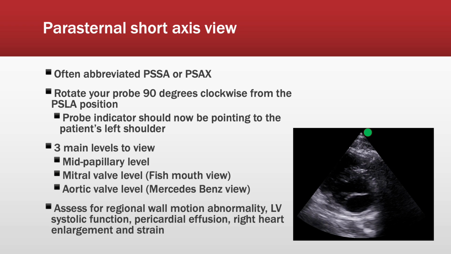Lastly, this particular view, the parasternal short axis view, is great to assess for regional wall motion abnormalities in the setting of a myocardial infarction, for example, or to look at the left ventricular systolic function overall, as well as the right ventricular size, and look for right ventricular heart strain, and lastly pericardial effusion as well.